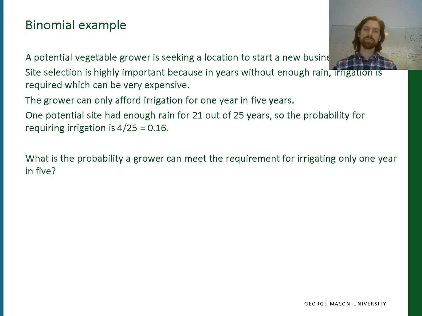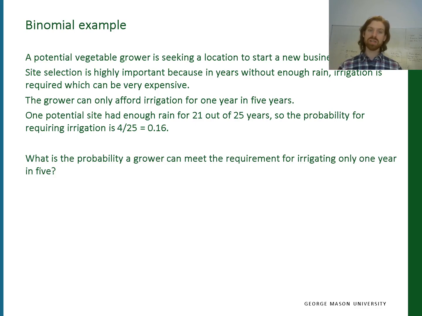So let me give you an example. A potential vegetable grower is seeking to start a business in a new location, and that person wants to go out and buy the land, and then on that land they're able to grow certain vegetables. Site selection is absolutely pertinent to this. In years where there isn't enough rain, the farmer will have to irrigate the field, and that can be very expensive if there's not water that can be easily extracted, or if they have to take mains water, they're going to have to pay for that. There's an energy cost, there's a carbon cost, and that means it's going to hit the bottom line of the business growing these potential vegetables.